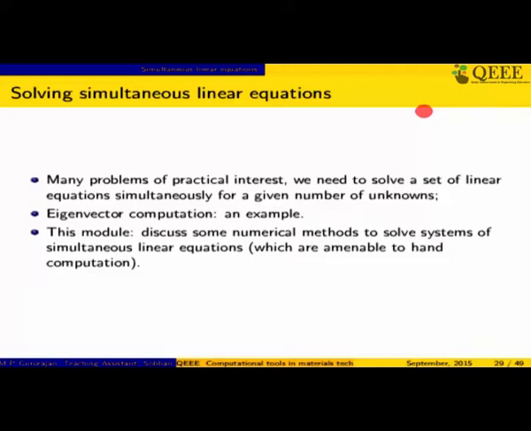Like I indicated last time, for many problems of practical interest, we need to solve a set of linear equations simultaneously. So there are n unknowns and n equations and you are trying to solve them. The eigenvector computation is an example. So we will discuss some numerical methods to solve systems of simultaneous linear equations. Again, these problems are chosen because they are amenable to hand computation.